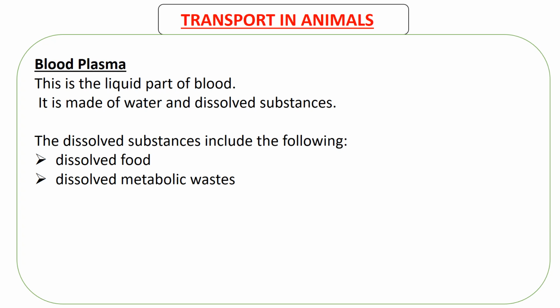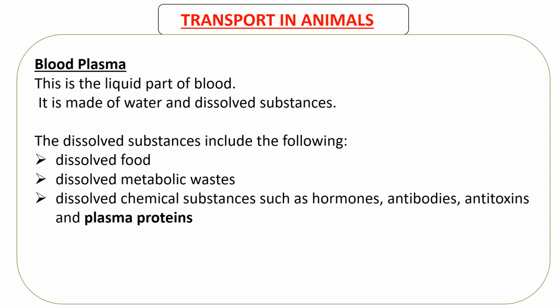Dissolved metabolic waste. So after reactions have occurred in the body, the end products of reactions such as urea are supposed to be excreted, okay, as urine, for example. So this urea has to be carried in the blood as part of the dissolved substances of blood plasma. Okay, dissolved chemical substances such as hormones, antibodies, antitoxins, and plasma proteins.